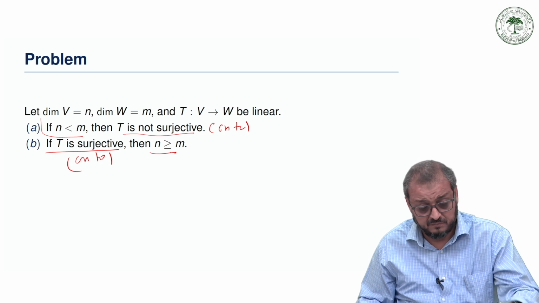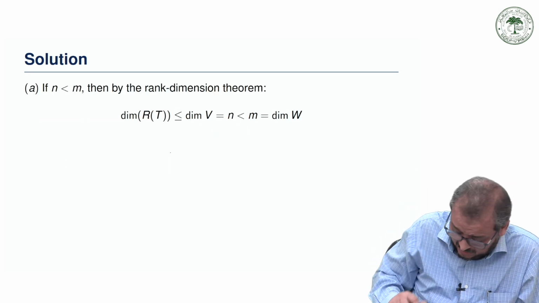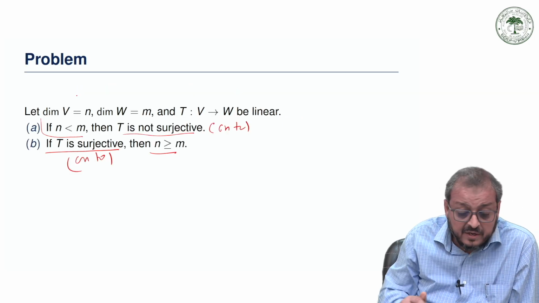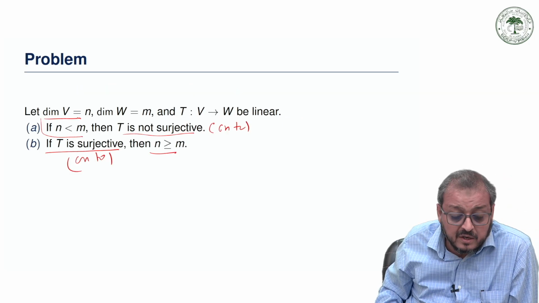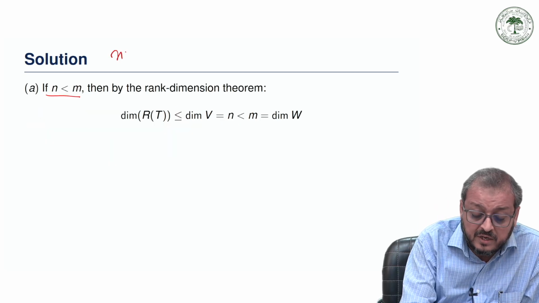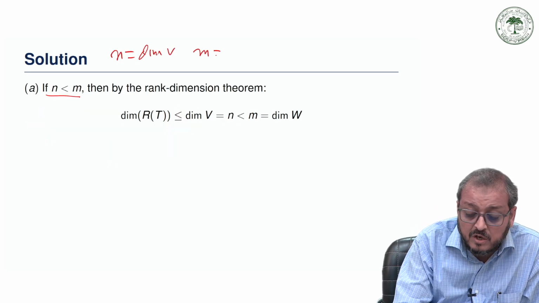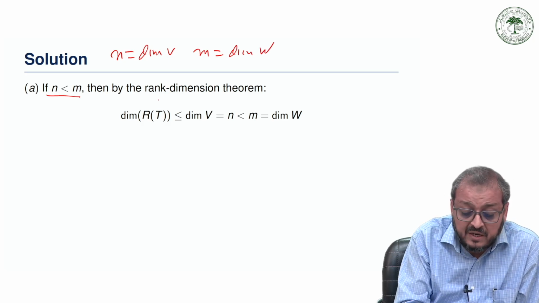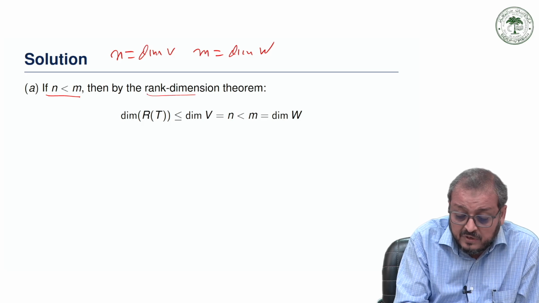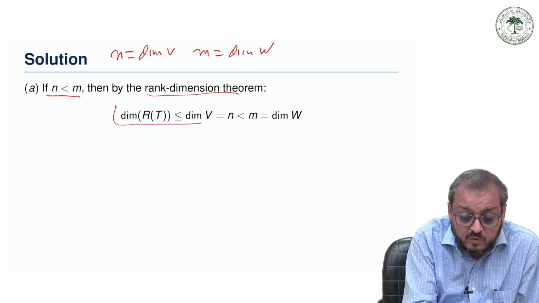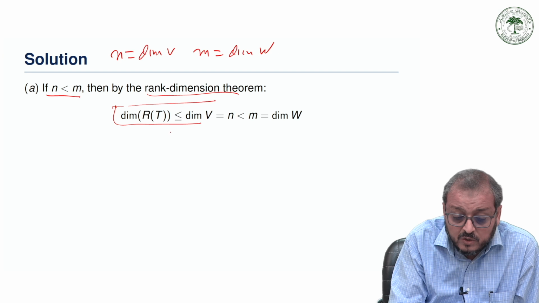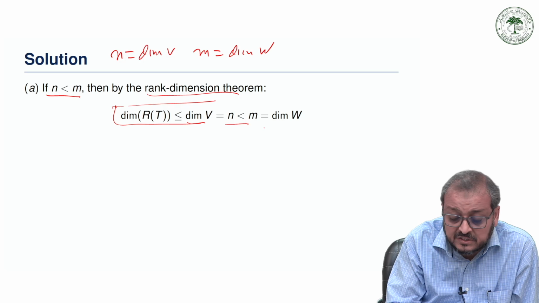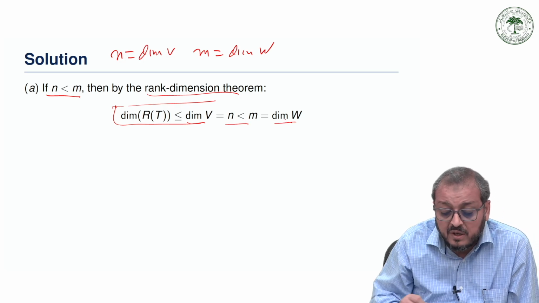Okay, first we prove part A. If n is strictly less than m, where n is equal to the dimension of V and m is equal to the dimension of W, then by the rank theorem the dimension of R(T) should be less than or equal to the dimension of V. So the dimension of R(T) is always less than or equal to n. So n strictly less than m means this dimension should be less than m.